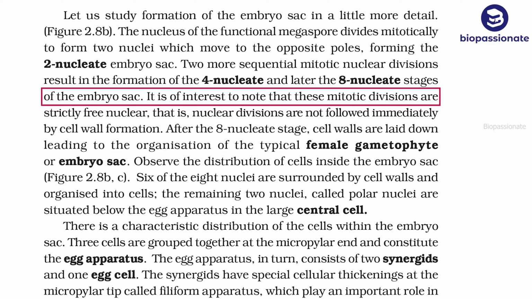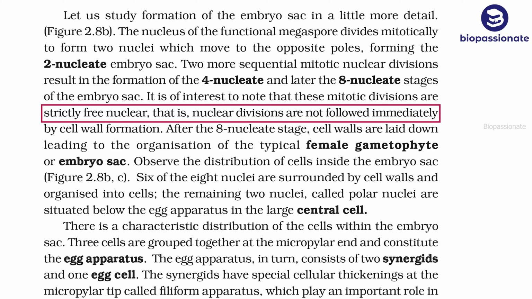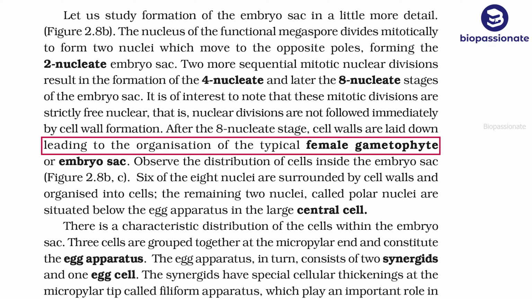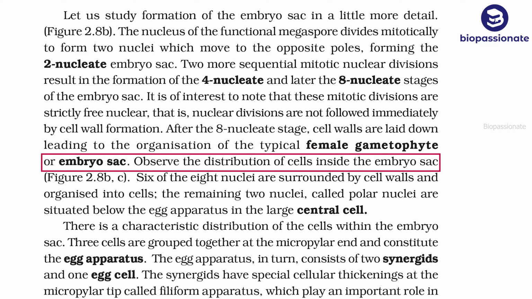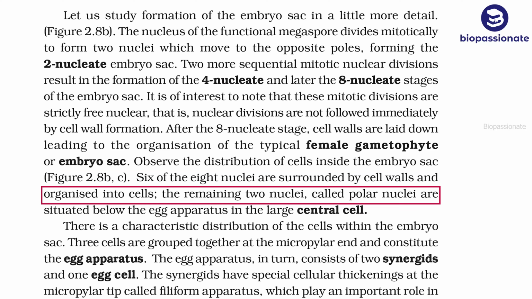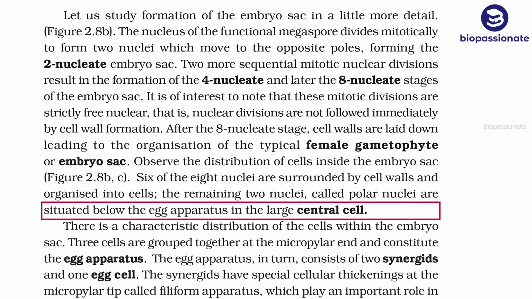It is of interest to note that these mitotic divisions are strictly free nuclear. That is, nuclear divisions are not followed immediately by cell wall formation. After the eight-nucleate stage, cell walls are laid down, leading to the organization of the typical female gametophyte or embryo sac. Observe the distribution of cells inside the embryo sac, figure 2.8b, c. 6 of the 8 nuclei are surrounded by cell walls and organized into cells. The remaining 2 nuclei, called polar nuclei, are situated below the egg apparatus in the large central cell.